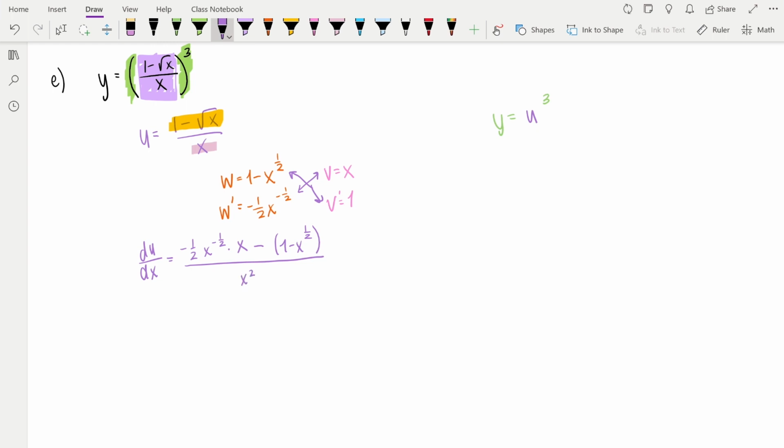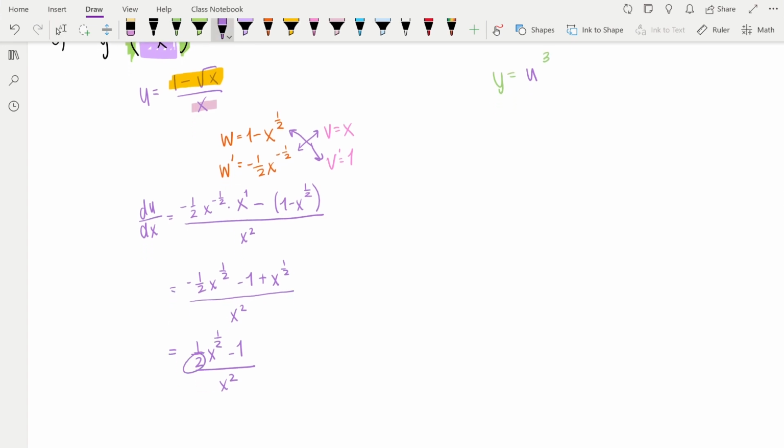And let's go ahead and simplify this. Exponent rules: x to the negative 1/2 times x, which is to the power of 1, I'll add them together. Negative 1/2 plus 1 is positive 1/2. This is going to be negative 1/2 x to the 1/2 minus 1 plus x to the 1/2, expanding that bracket. Okay, I have like terms. I have an x to the 1/2 twice in the numerator, so I can combine those. Looking just at the coefficients, negative 1/2 plus 1 is 1/2, so I have 1/2 x to the 1/2 minus 1 over x squared. There's a lot of 1/2s out loud.